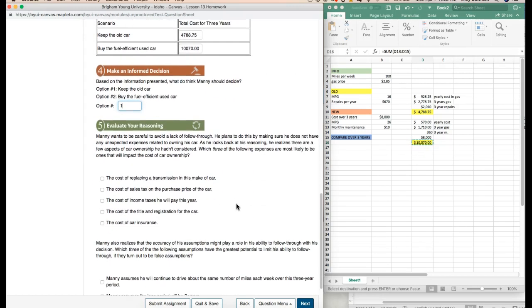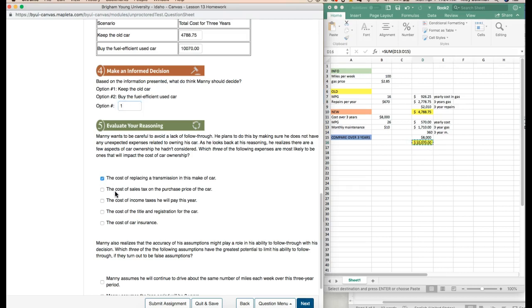The next one, evaluate your reasoning. Manny wants to be careful to avoid lack of follow-through. He plans to do this by making sure he does not have any unexpected expenses relating to owning his car. As he looks back at his reasoning, he realizes that there are a few aspects of car ownership he hadn't considered. Which 3 of the following expenses are most likely to be ones that will impact the cost of car ownership? So we're going to look for 3 of these things that are going to impact this. The first one, the cost of replacing the transmission of this make of car. Yeah, that's definitely going to impact it dramatically, especially if it's an older car.